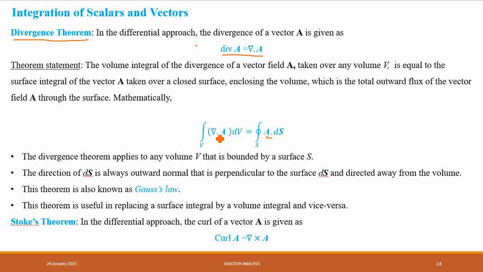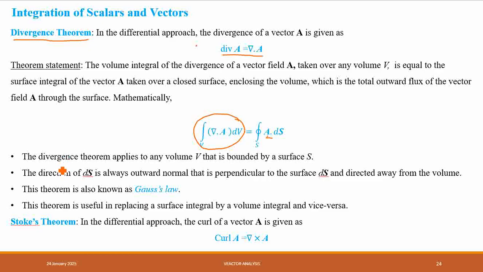Mathematically, we can represent it like this. This is the divergence of vector field A taken over volume V. So this divergence of any vector A taken over a volume, we can find out as a closed surface integral. Okay, like this.